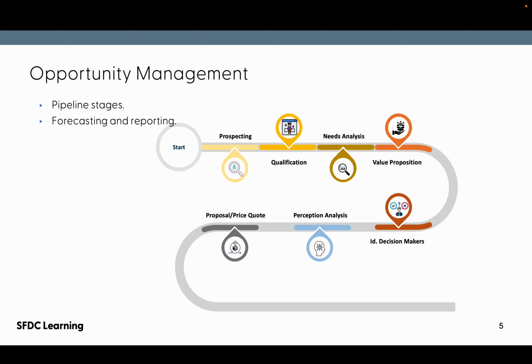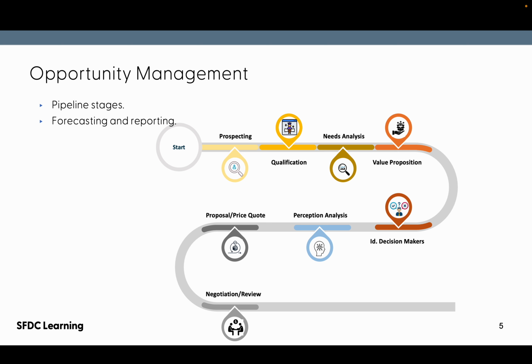Then it will be proposal or price quote, right? Then the proposal gets created, right? You configure different products or services. Then negotiation and review will happen, right? So many a time it happens like when you provide quotation to someone, right? They are not happy with it. They want some discounts or any other stuff, right?